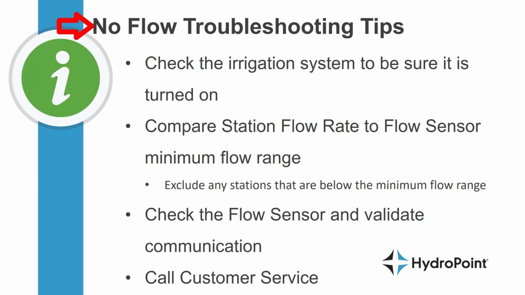So if you're out troubleshooting no-flow alerts and you're sure you have a flow sensor, the first thing to do is go check and make sure the water for your irrigation system is turned on and the problem's not with the hydraulic system. If that's not it, remember the issue can be programming, where a station's flow rate is below the flow sensor's ability to read. And we want to exclude any stations that don't meet the minimum threshold. And if you're in the field troubleshooting hardware, remember the tap test to check your flow sensor and validate the communication. And for more help troubleshooting no-flow alerts, contact the HydroPoint customer service team.